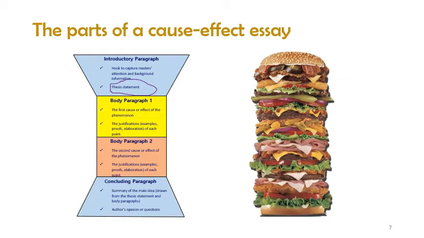And then of course, an essay always has body paragraphs, and remember, your essay must have at least two body paragraphs. Because this is a cause and effect essay, in the first body paragraph, you are going to talk about the first cause or the first effect. And then in body paragraph 2, you're going to talk about the second cause or the second effect, and you always need justifications in your paragraphs. We're going to discuss this in the next meeting. And of course, the last part is the concluding paragraph. As usual, in a concluding paragraph, you're going to have a summary and also your opinion.